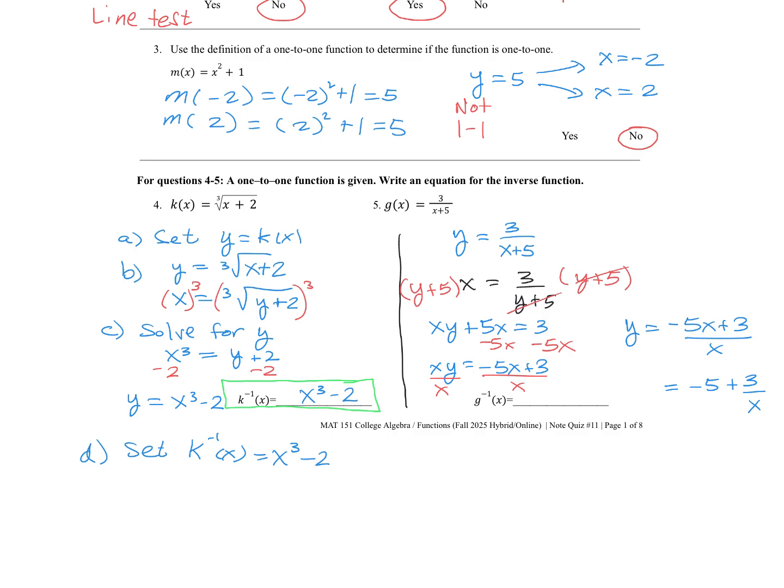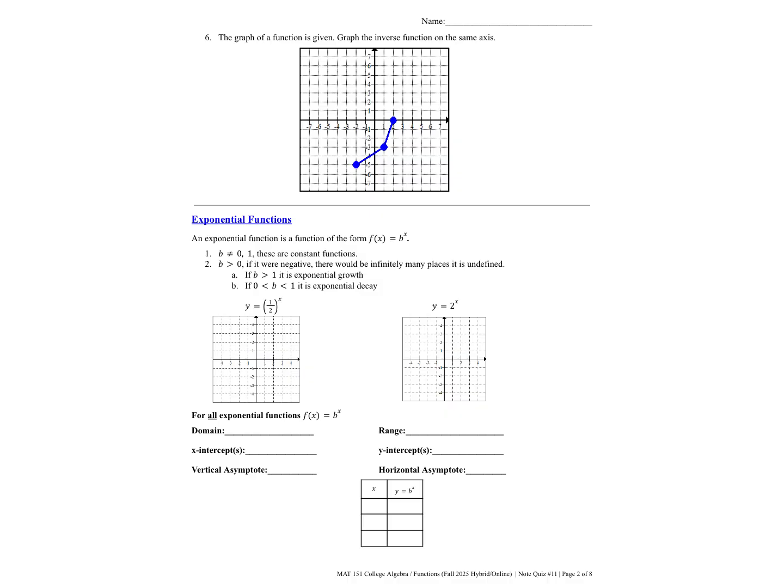In any case, we kind of ran out of space there, so our inverse, g inverse of x, and we'll write it the original way, negative 5x plus 3 divided by x. So that is the inverse for the function g. And again, that function reverses the operations of the original function. All right, so let's move on to the next page. This page is going to start off with the relationship between the inverse graph and the original graph.